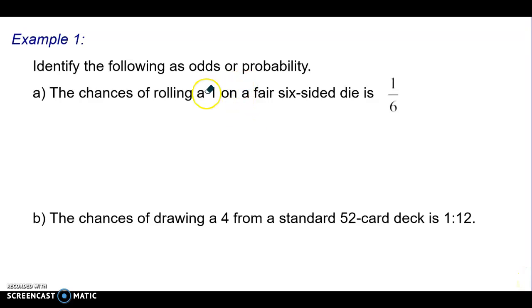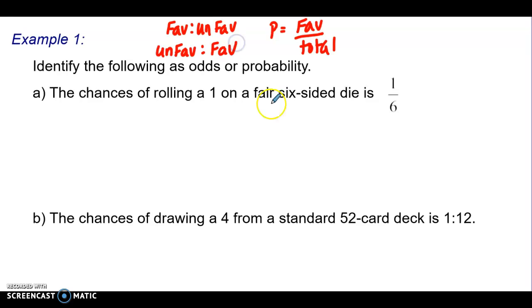Section 3132, Example 1. Identify the following as odds or probability. Keeping in mind that probability is our favorable outcomes over the total, and odds could be the favorable outcomes to the unfavorable, our odds in favor, or odds against. We could have our unfavorable outcomes to the favorable outcomes.